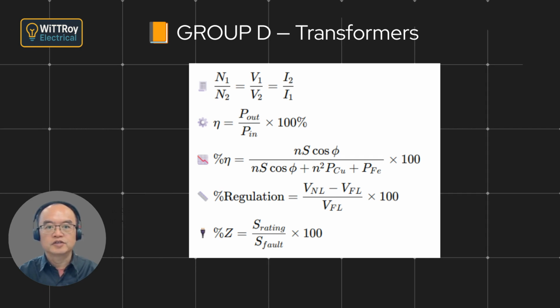Now let's explain each symbol and the units. S rating means the rated apparent power of the transformer in voltamps or kVA. S fault means the apparent power during a fault condition, also in voltamps or kVA. Repeat. %Z equals S rating over S fault times 100.